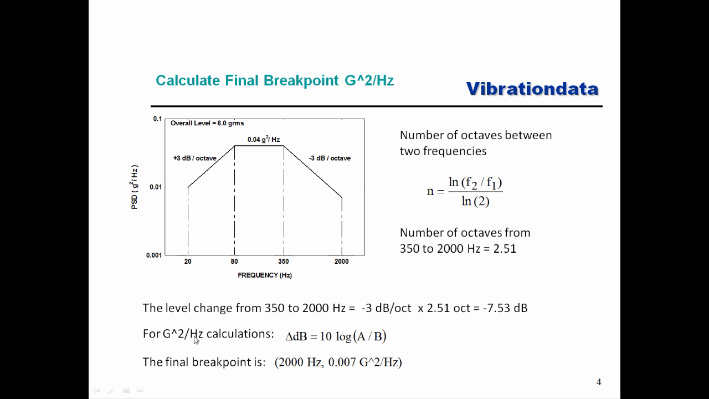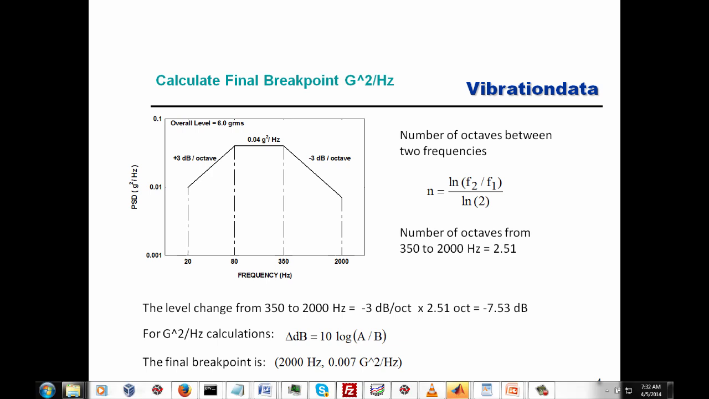For G squared per Hertz type calculations, the delta dB, that's the change in decibels, is equal to 10 log, and this is a base 10 log, times A over B. And A over B would just be 2 G squared per Hertz levels in this case. And if we do this calculation, we find that the final breakpoint at 2000 Hertz is 0.007 G squared per Hertz. So think of this as being 007 like in the James Bond movies.